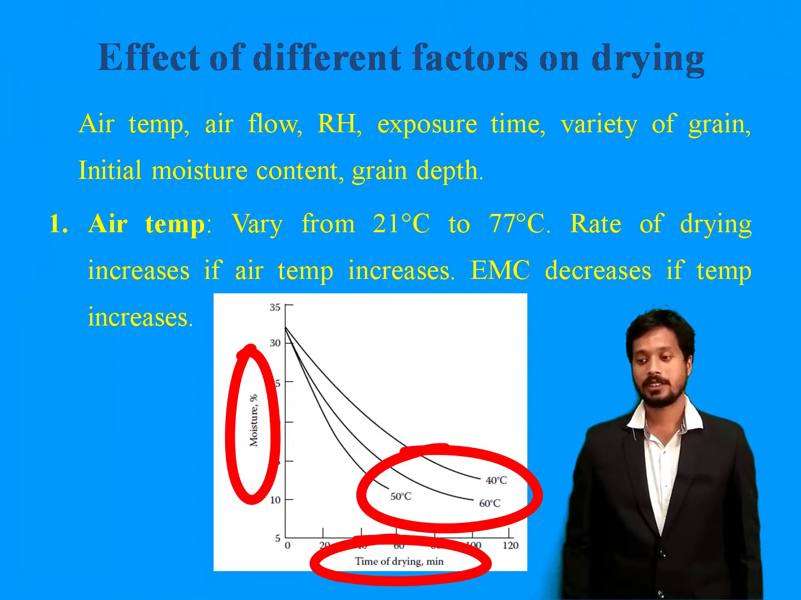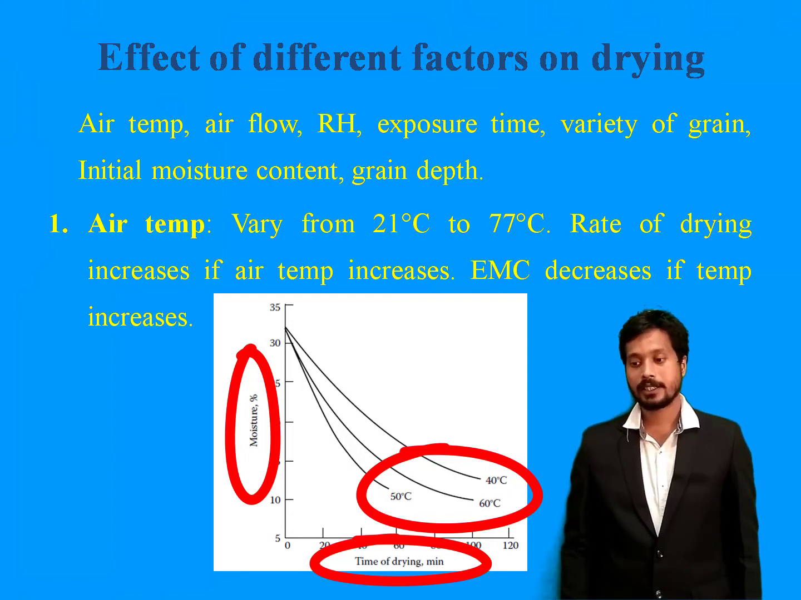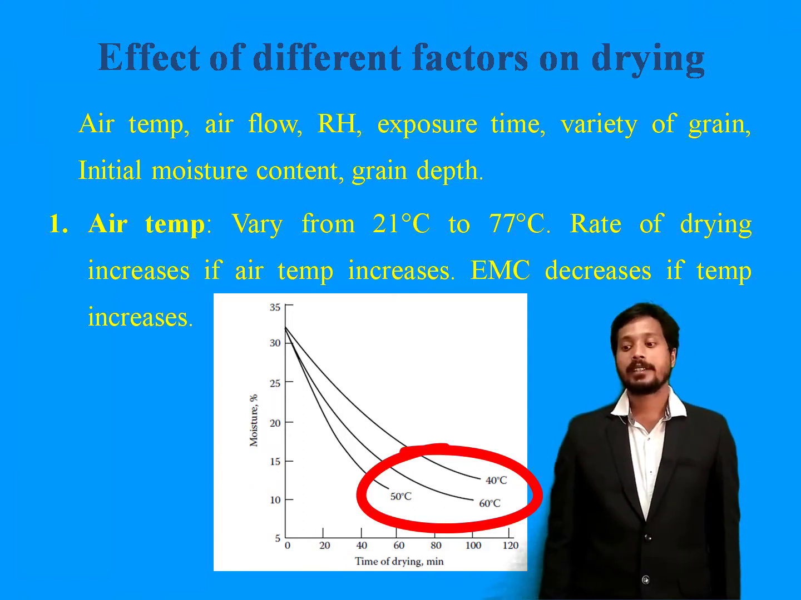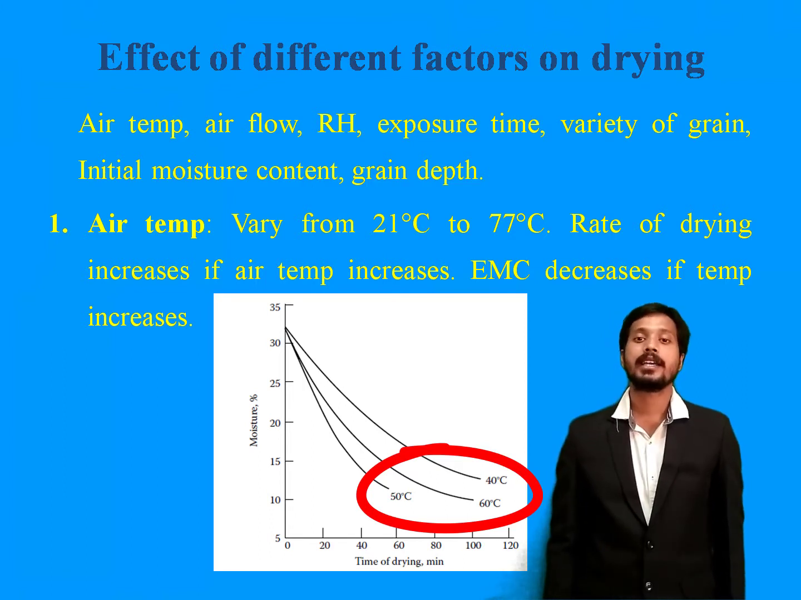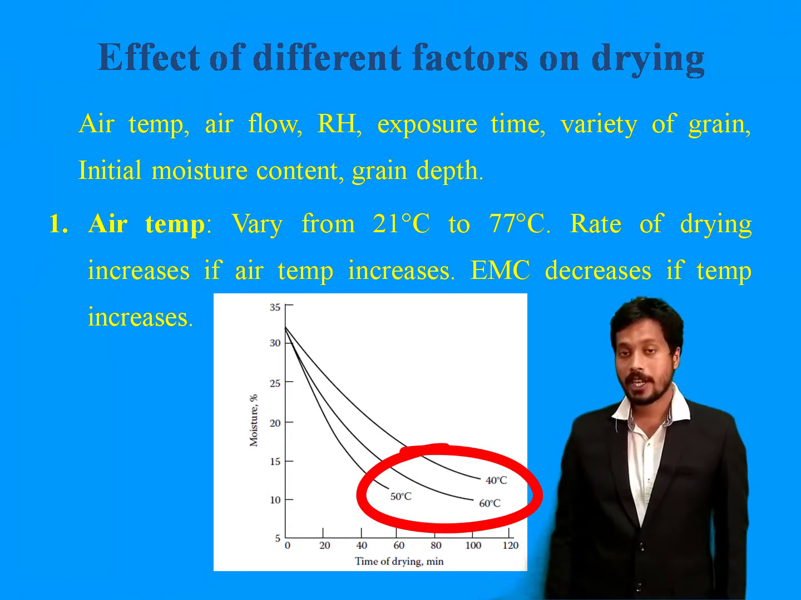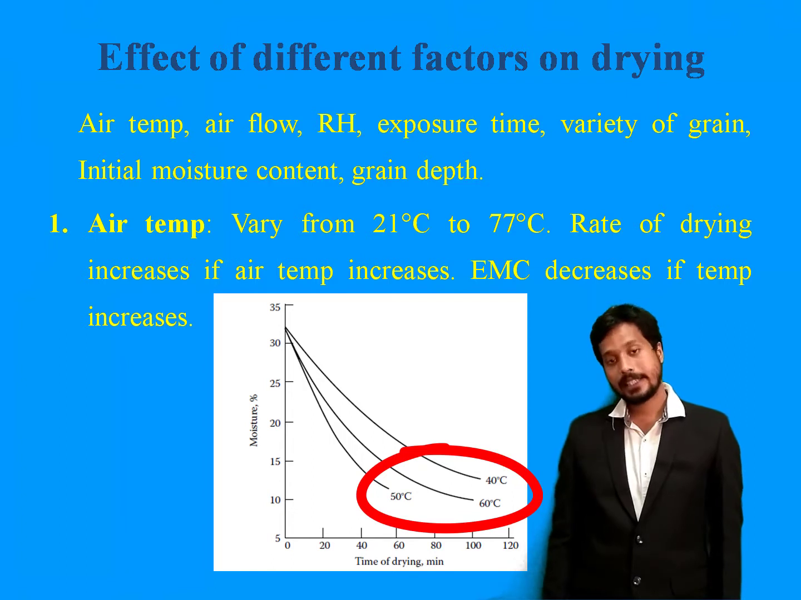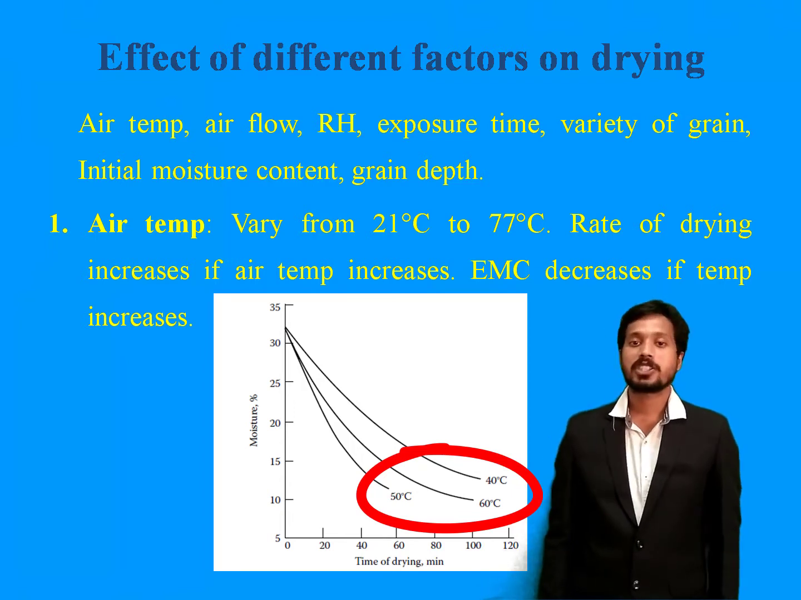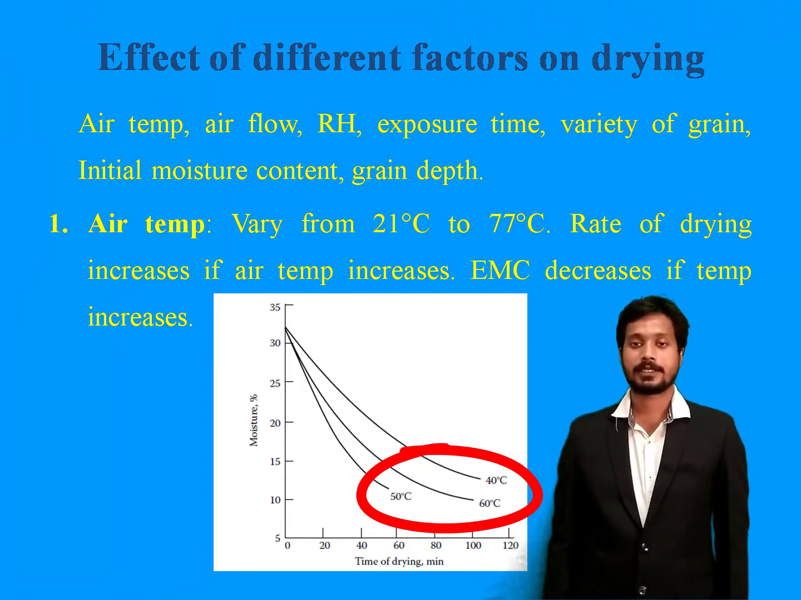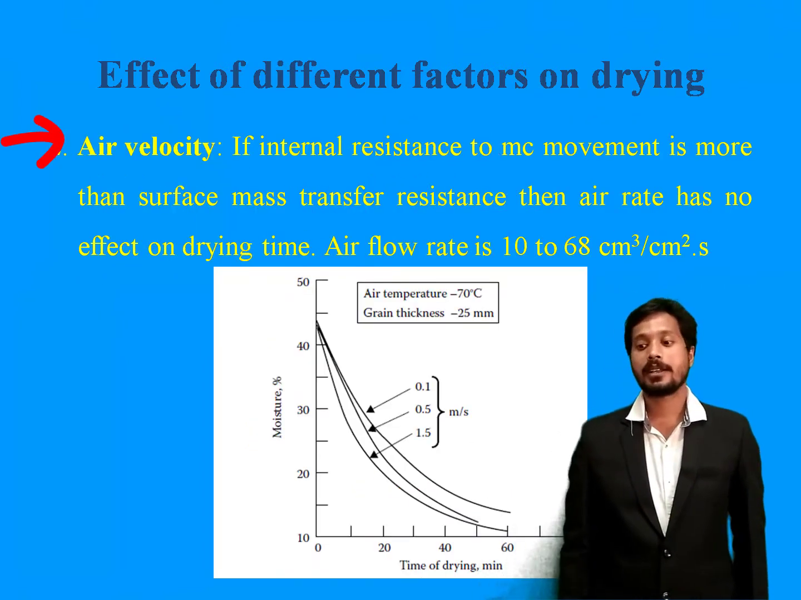Okay, so you see here 40 degrees Celsius, then 50 degrees Celsius, then 60 degrees Celsius. At that time the drying rate is much higher. The drying rate decreased to a low point at 60 degrees Celsius, whereas the drying rate is not that much decreased at 40 degrees Celsius. Next factor is air velocity.